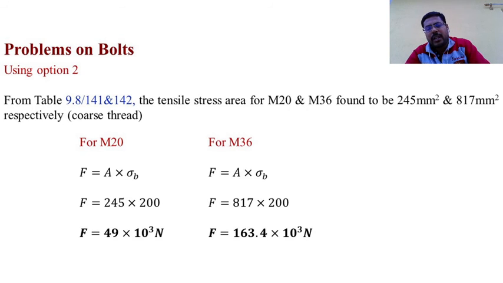For M36, F is equal to area into sigma B. The area is 816 from the data handbook, into sigma B is equal to 200. Therefore F is equal to 163.4 into 10 raised to power 3 newtons. With both of these methods we can find the value of the load, or F value.